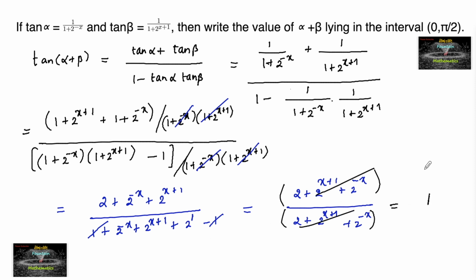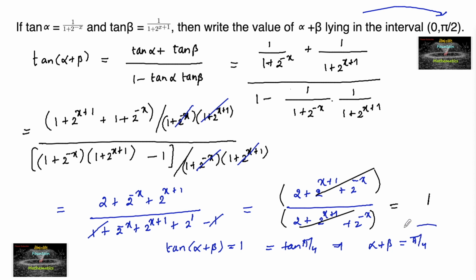So the answer is 1. We are getting tan of alpha plus beta is equal to 1, and since alpha plus beta is lying in the interval 0 to pi by 2, we can consider this as tan pi by 4, which implies alpha plus beta is equal to pi by 4. So our answer is alpha plus beta is pi by 4. Okay, thank you.